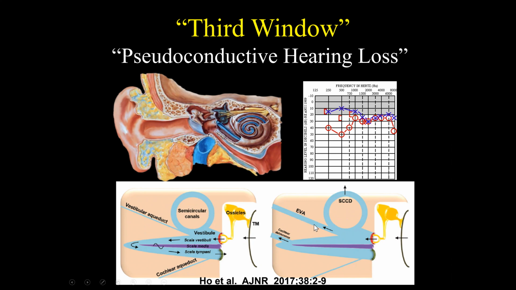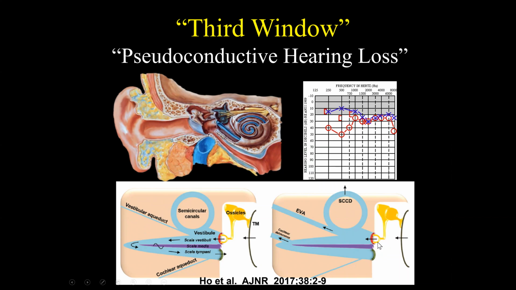third window phenomena. When we take a look at the third window, the normal appearance is on the left-hand side. Typically, the fluid within the inner ear is contained by bone. So you can see the top of the semicircular canal is covered by bone. The vestibular aqueduct is nice and small. We can see that there is no dehiscence whatsoever involving any of these inner ear structures.